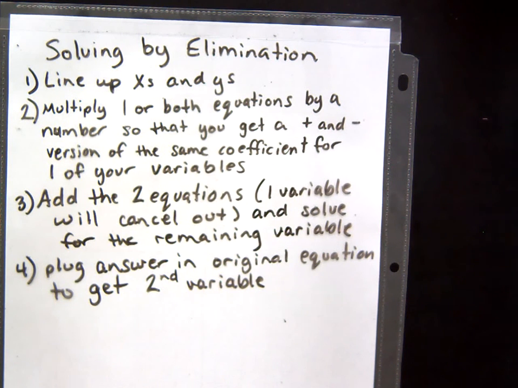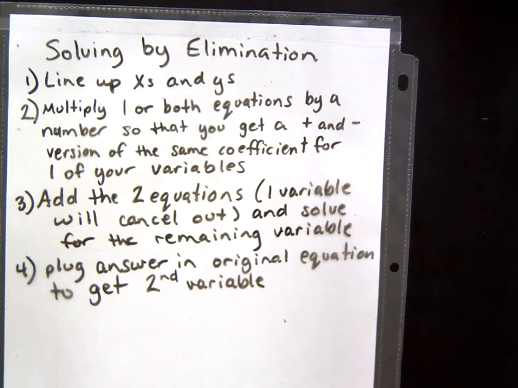You do this because when you add the two equations, that variable will cancel out. Positive 6 and negative 6 add to 0, which means you'll only have one remaining variable that you can solve for. Once you have that variable, you plug in an answer to the original equation to get a second variable.